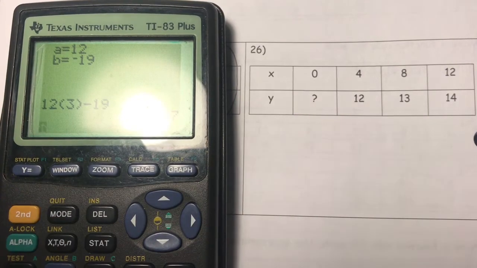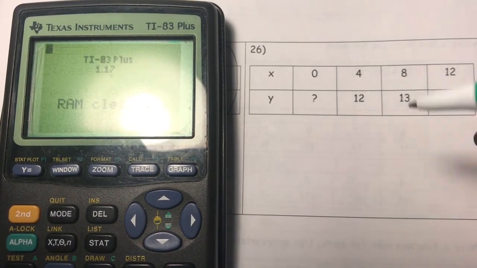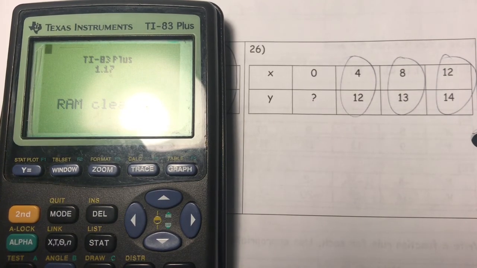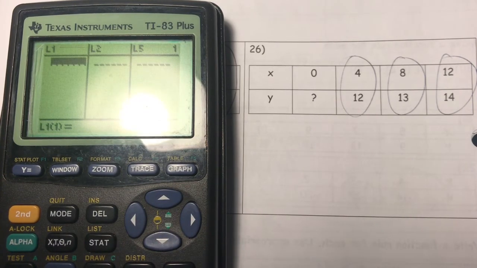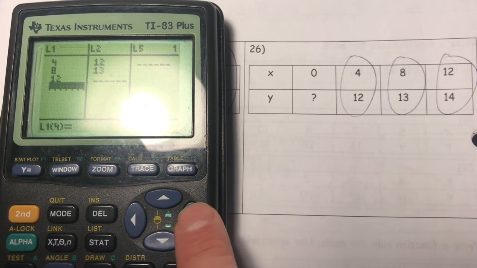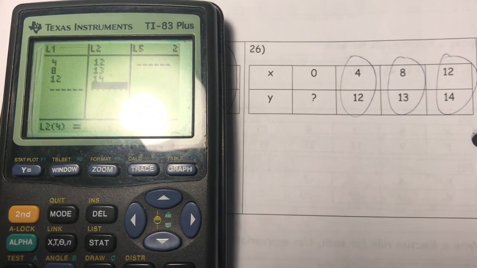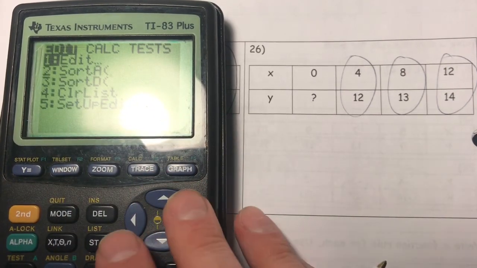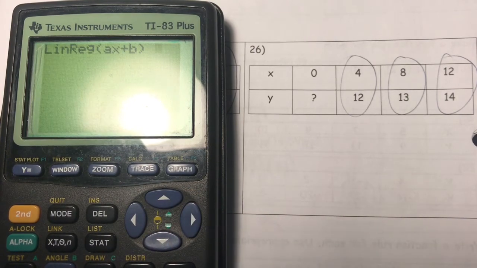26, 7, 1, 2. I'm going to make LinReg out of those points and then plug in 0, see what happens. Stat, edit, 4 matches up with 12. 8 matches up with 13. 12 matches up with 14. Second mode. Stat, calc, 4, enter.